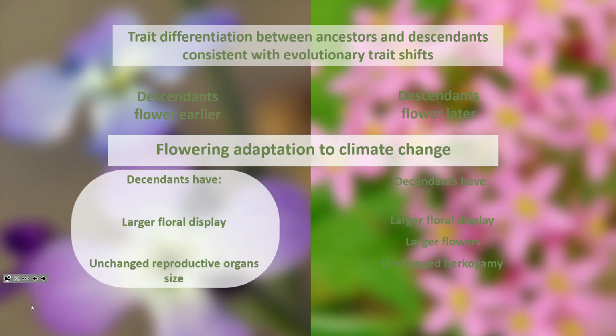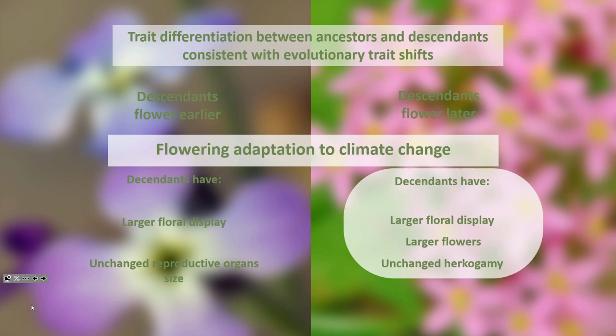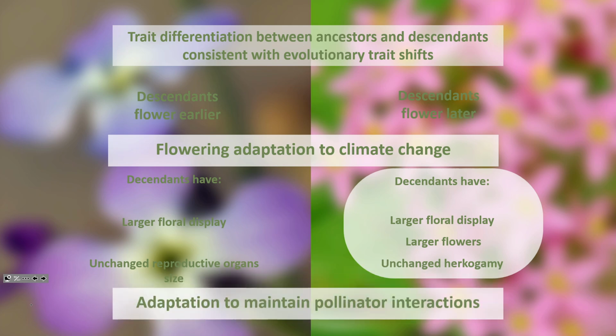Then we also see that in Matthiola tricuspidata, the descendants have larger floral display and unchanged reproductive organ size, at least with my reduced sample. And in Centaurium erythraea, the descendants have larger floral display, larger flowers, and again, unchanged hercogamy, unchanged size of their reproductive parts. So this is indeed compatible with the idea that these populations have evolved to maintain pollinator interactions despite documented decline of pollinators in their respective regions.